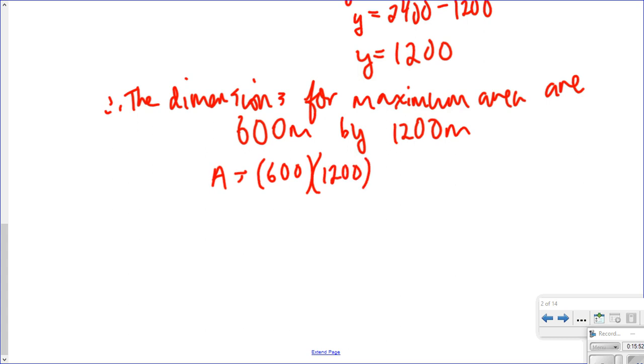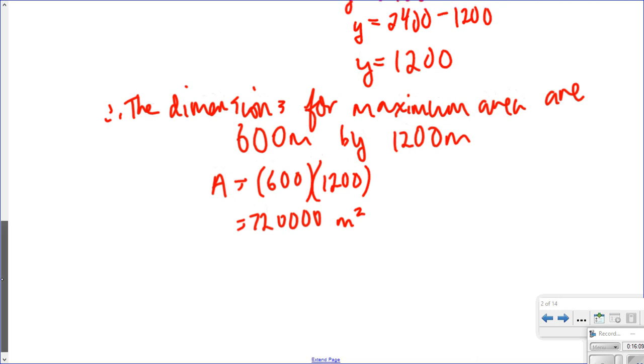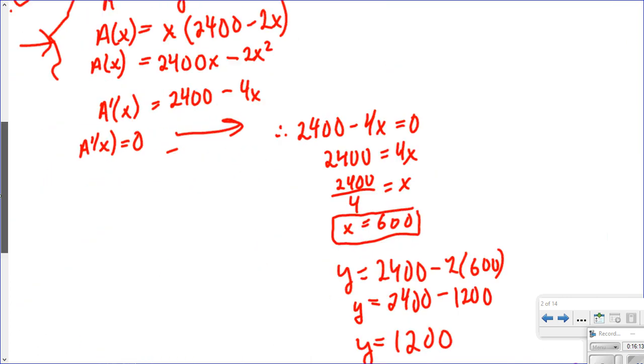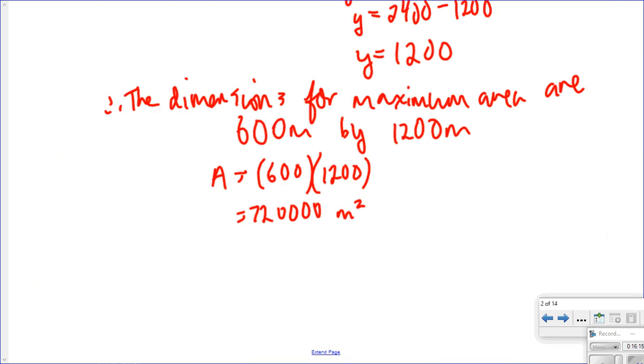I don't know what that calculation is. I don't have my calculator here. 720,000, going to be square units. Okay, good. Make any sense? That's the process, and that's sort of the style for optimization questions here. All right, let's move on.